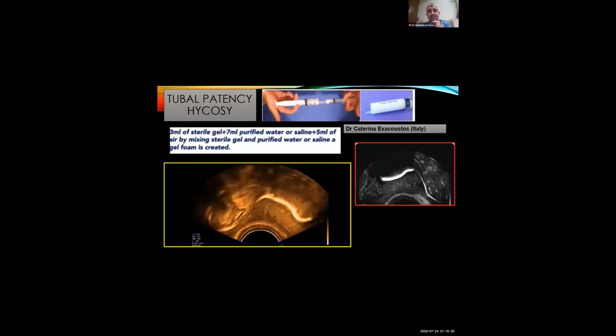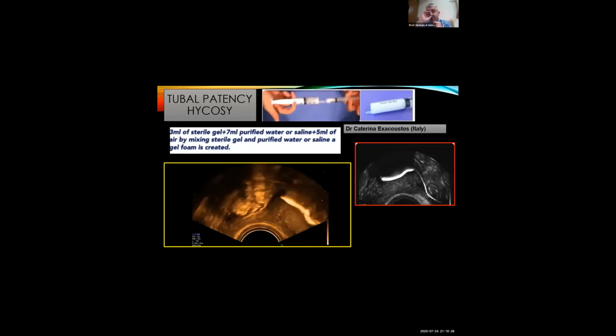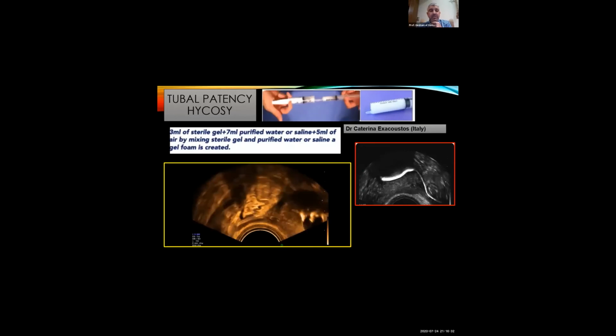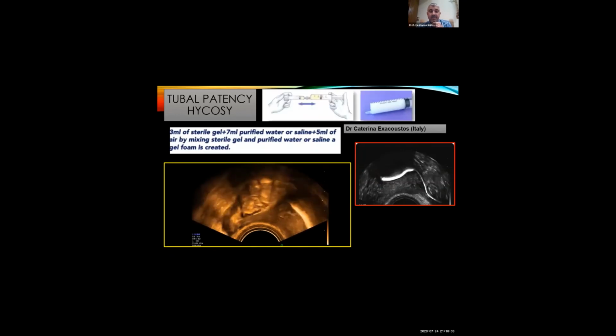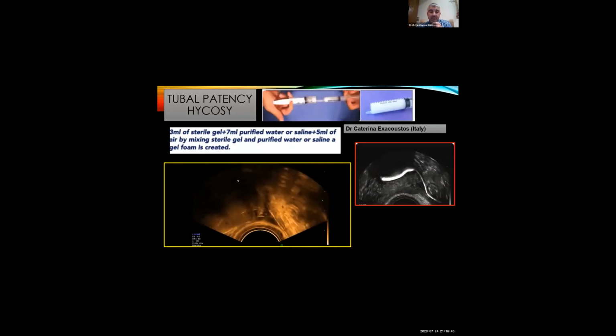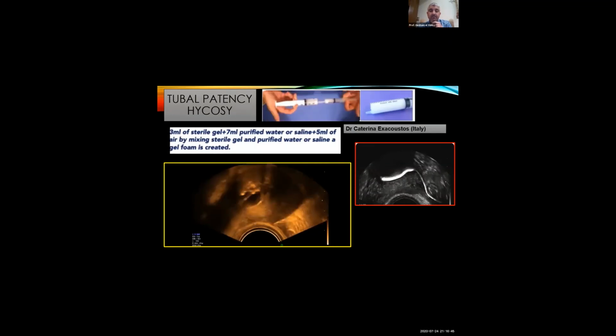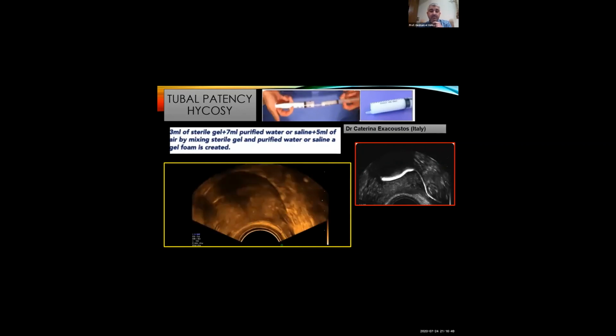It's not that easy, and you could miss the tubes. And there have been studies about utilizing 3D with HyCoSy and 3D with HyFoSy, which is the foam. And again, the results are very promising, and people who have very good technique doing it could have very high sensitivity and specificity as regards tubal patency.